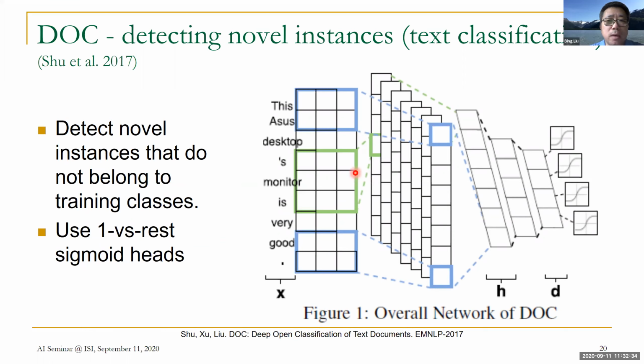Essentially it's a CNN network, and the only difference is in the final classification heads. In a traditional CNN, when you do classification, you use cross entropy. In this case, we don't use cross entropy, we use sigmoid heads, and it does one versus the rest. Essentially each head does classification to recognize that particular class of objects. If none of those heads can recognize the object, then it comes from somewhere else. So it's something new.